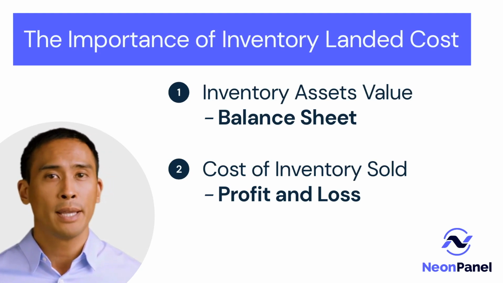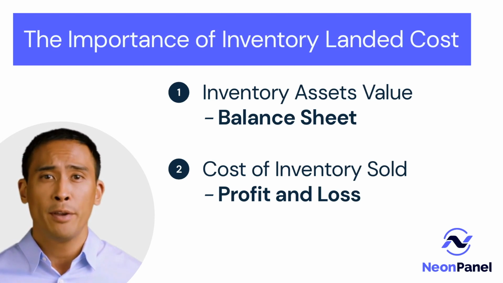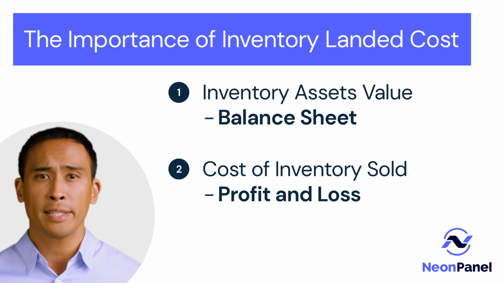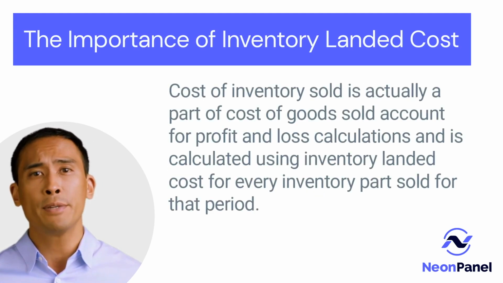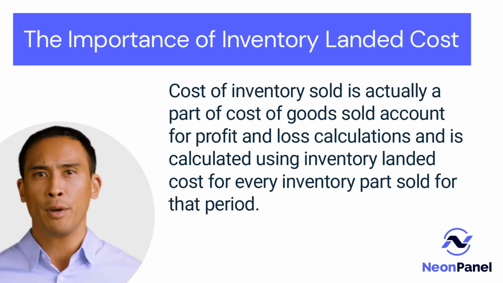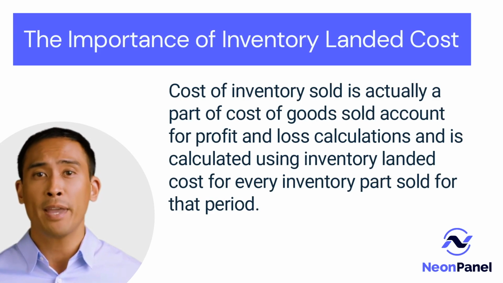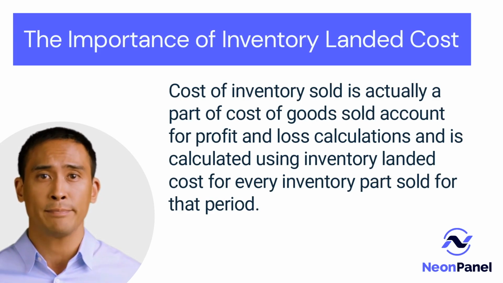For a detailed explanation of how the cost of inventory sold is calculated in NeonPanel, I recommend watching a separate video dedicated to that topic. Cost of inventory sold is actually a part of cost of goods sold, account for profit and loss calculations, and is calculated using inventory landed cost for every inventory part sold for that period.